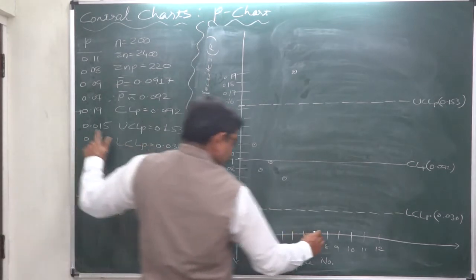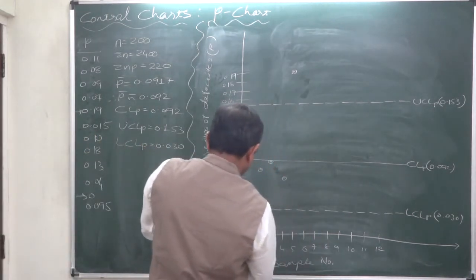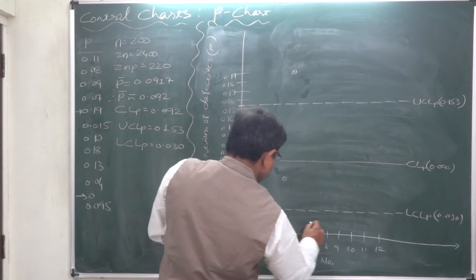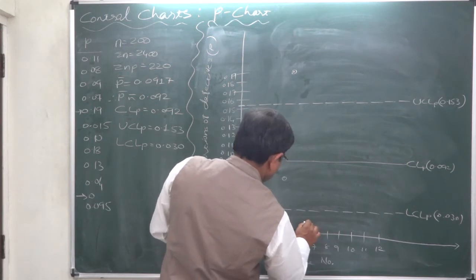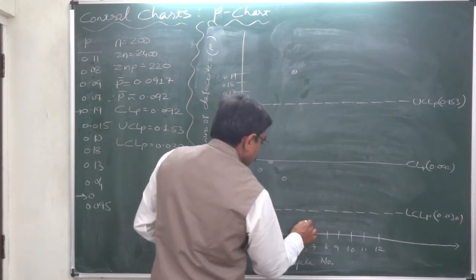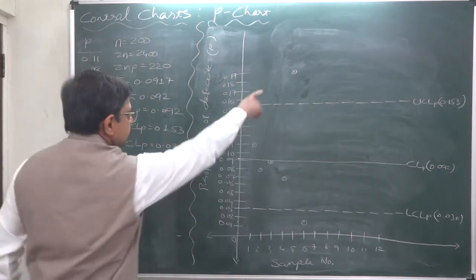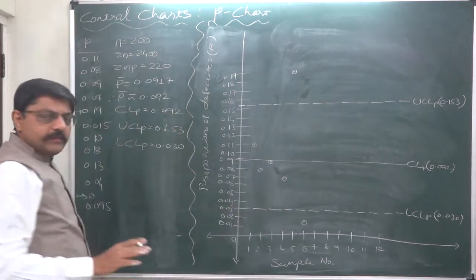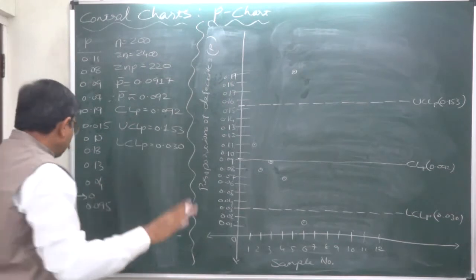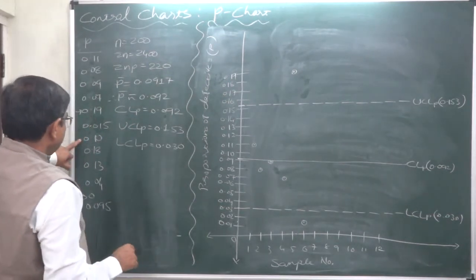Sample number 6, 0.015, between 1 and 2. See, this is below the lower control limit and this is above the upper control limit. So now we know that the process is not under control, but we need to complete the chart.